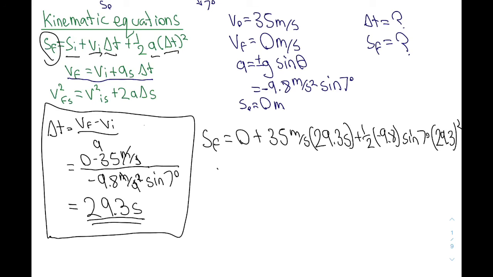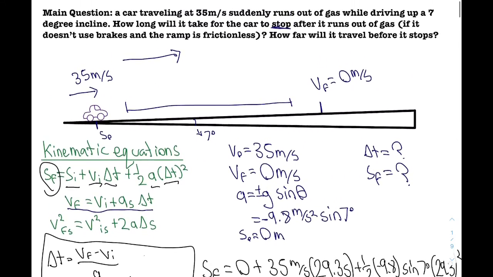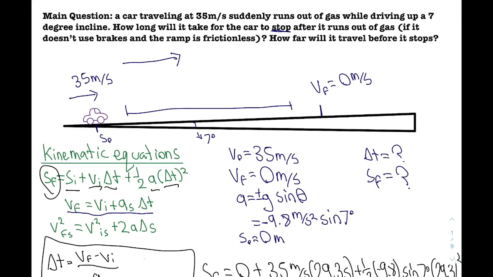Doing the calculations for this, the final position should be 512.3 meters. So in 29.3 seconds, after the car has run out of gas, it should have traveled a total of 512.3 meters before finally stopping.